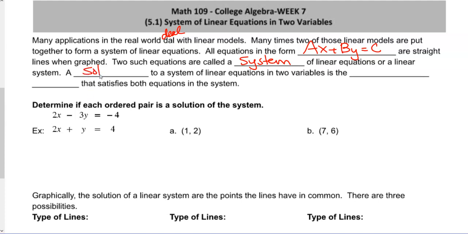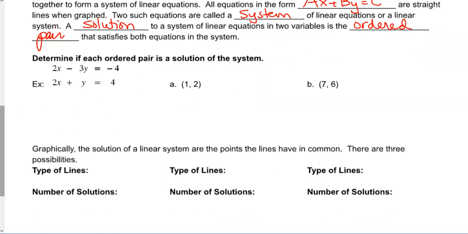Now, a solution, or an answer, to a system of linear equations in two variables is the ordered pair that satisfies both equations in the system. So this is kind of what a system looks like here. And what we want to start by doing is, can you tell whether or not these points given to us, (1, 2) and (7, 6), are solutions to this system?